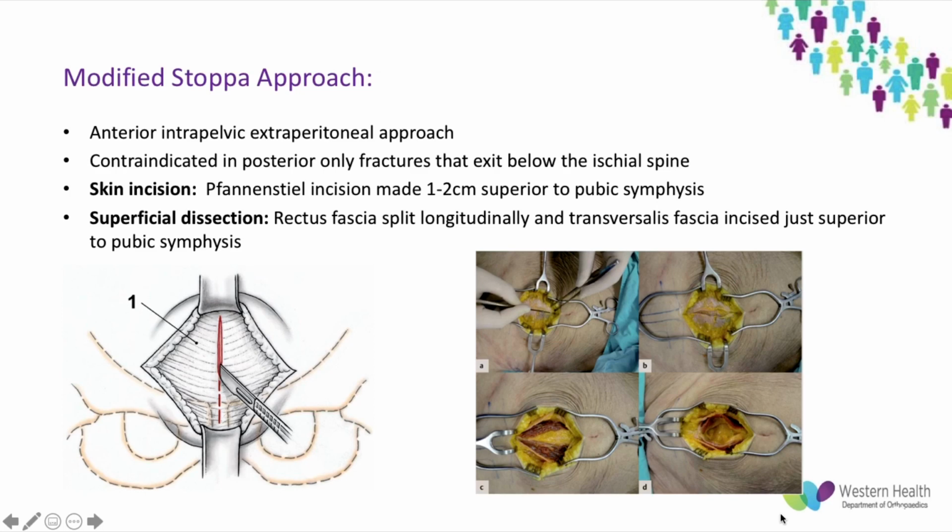So the skin incision is a Pfannenstiel incision, which is made 1 to 2 centimeters superior to the pubic symphysis. It is very similar to the incision used by general surgeons to perform hernia operations. The surgical dissection then involves the rectus fascia split longitudinally, and transversalis fascia is incised just superior to the pubic symphysis.